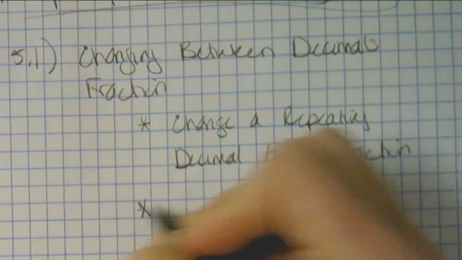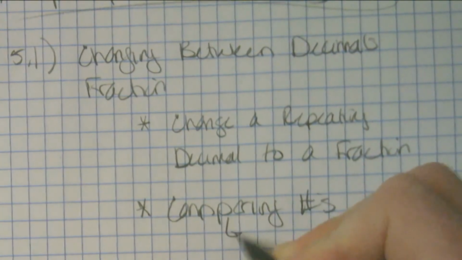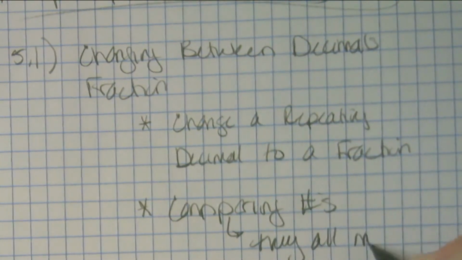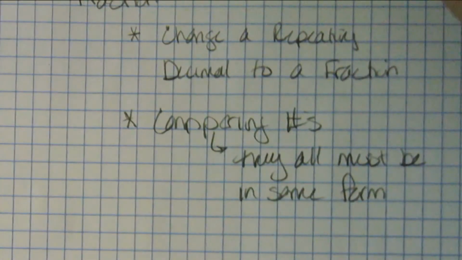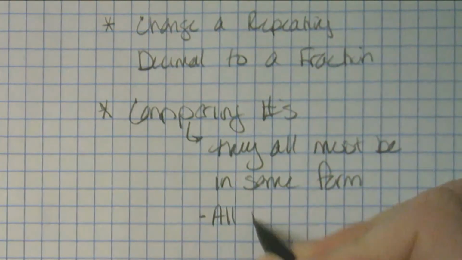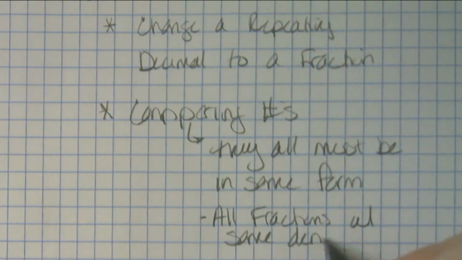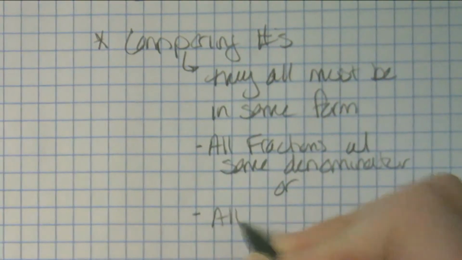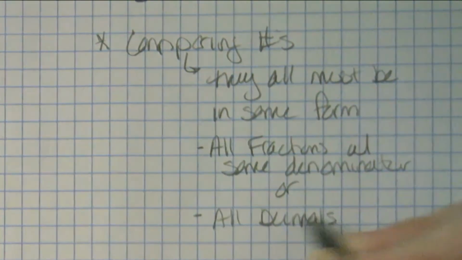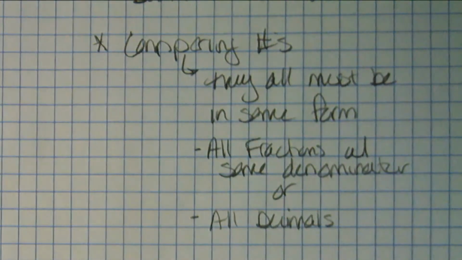If we are comparing numbers, they all must be in the same form. Either all fractions with the same denominator, or all decimals. So when you're comparing numbers, they have to be in the same form.